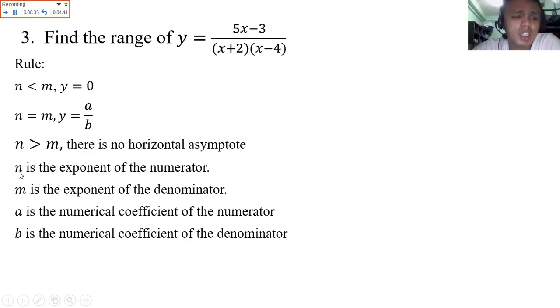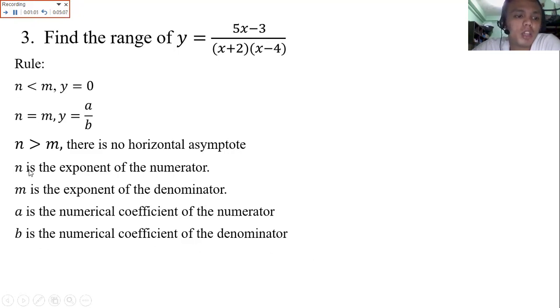So ano yung n natin dito? Your n here is the exponent of the numerator. Titingnan natin yung exponent ng numerator sa x. Yan ang n. Yung m naman is the exponent of the denominator dito sa baba. Your a is the numerical coefficient of the highest degree dito sa numerator. Then b is the numerical coefficient of the denominator.